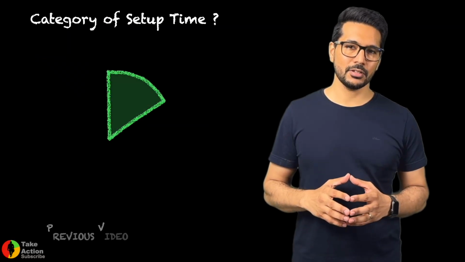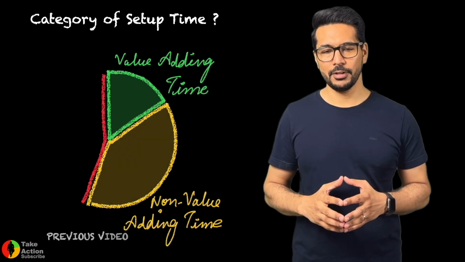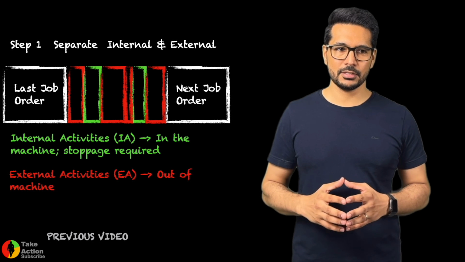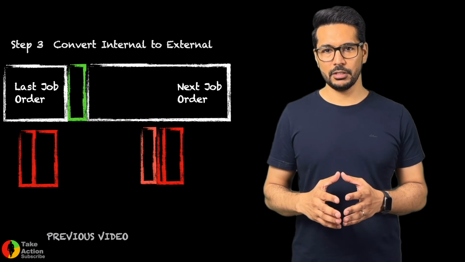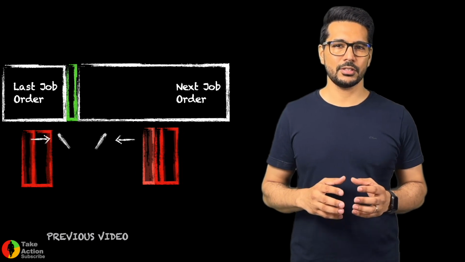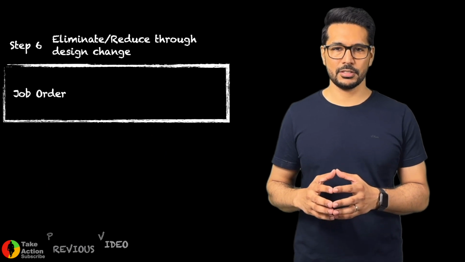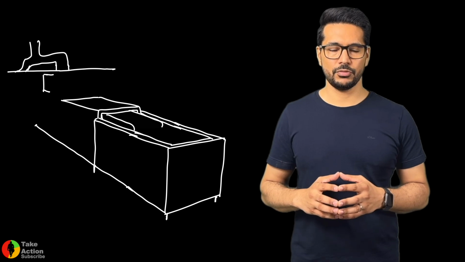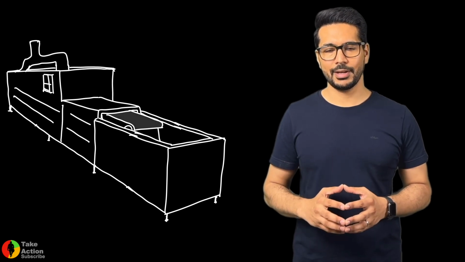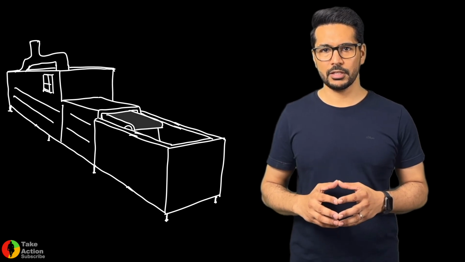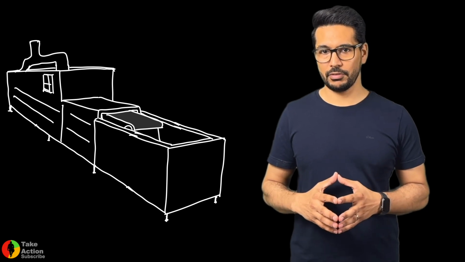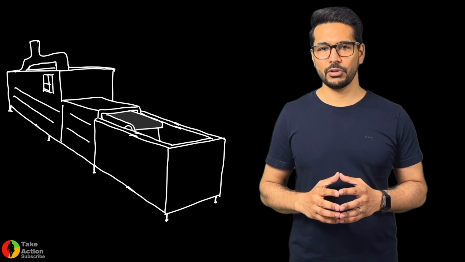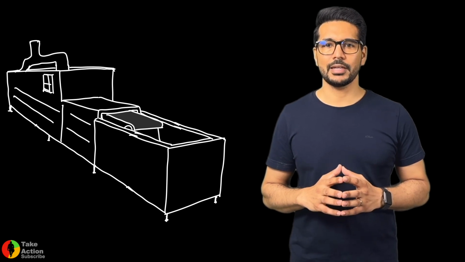Previously, we have seen how to use this lean tool in 6 simple steps. Let's see how we can use the SMED method to reduce the time for preventive maintenance. Let's see an example of a heating furnace in which we are performing preventive maintenance once per week, and it's taking more than 5 hours every week. Let's see how this method can help us reduce the overall maintenance time.